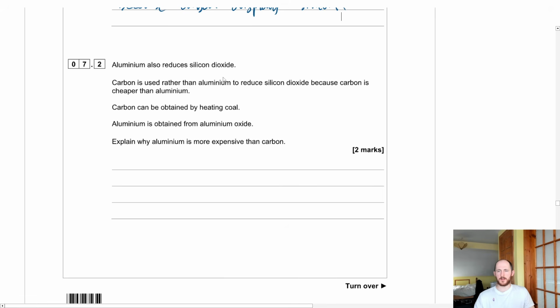So, aluminium also reduces silicon dioxide. Carbon is used rather than aluminium to reduce silicon dioxide because carbon is cheaper. Carbon can be obtained by heating coal. Aluminium is obtained from aluminium oxide. So why is aluminium more expensive?